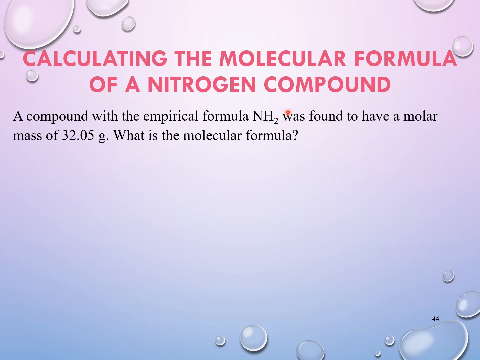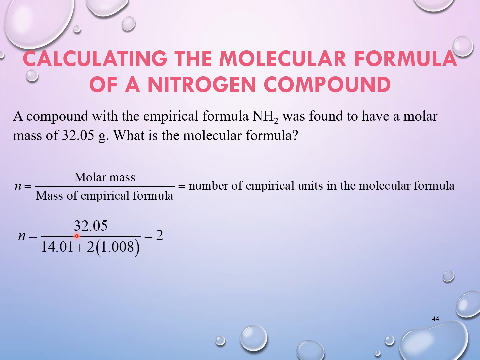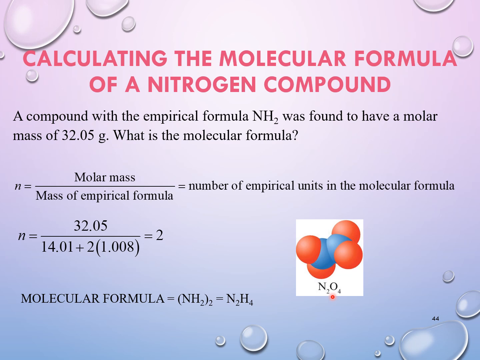NH2, let's find the mass of NH2. Then we can take 32.05 divided by NH2's mass, and we get the multiple ratio that we will need to use, our n factor. So 32.05 is the molar mass, and the empirical mass will be N 14.01 plus 2 times 1.008 for H, and you get your multiplication ratio of 2. Once you know it's 2, your molecular formula will be the empirical formula times 2, which will give you N2H4. That should be an H right there.